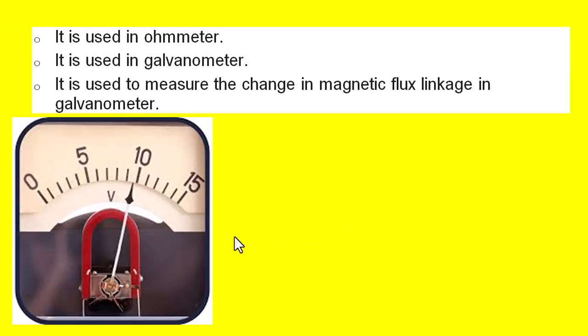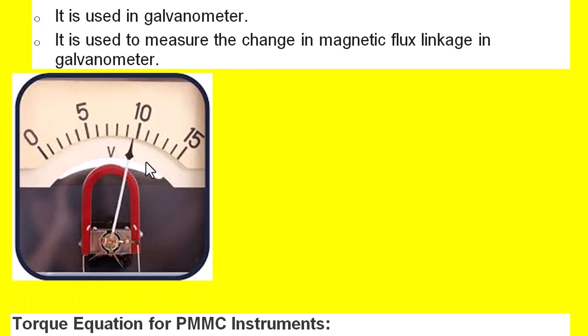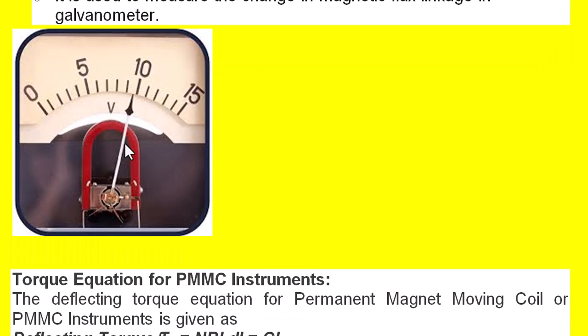So a practical voltmeter can be seen like this. Look at this. This is a voltmeter whose maximum voltage is 15 volts, and here is 0, here is 5, here is 10 and here is 15. The space between 0 and 5, between 5 and 10, and 10 to 15 is the same. That's why we can say it has a uniform scale.